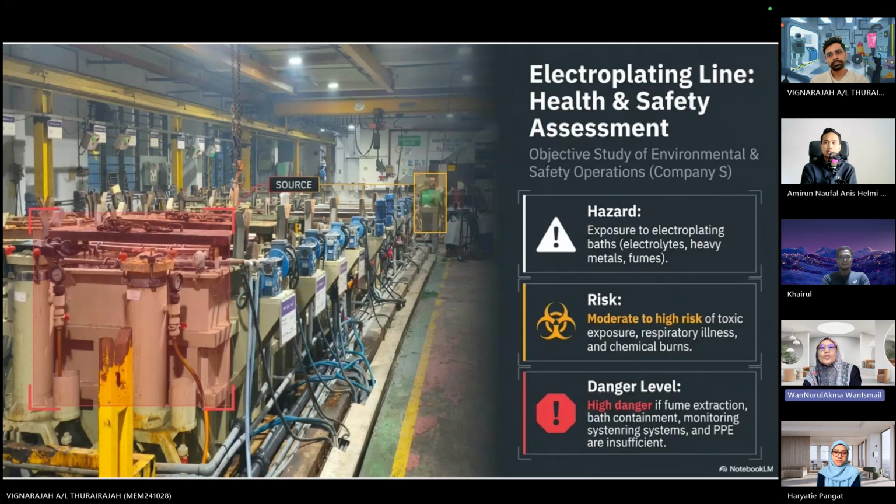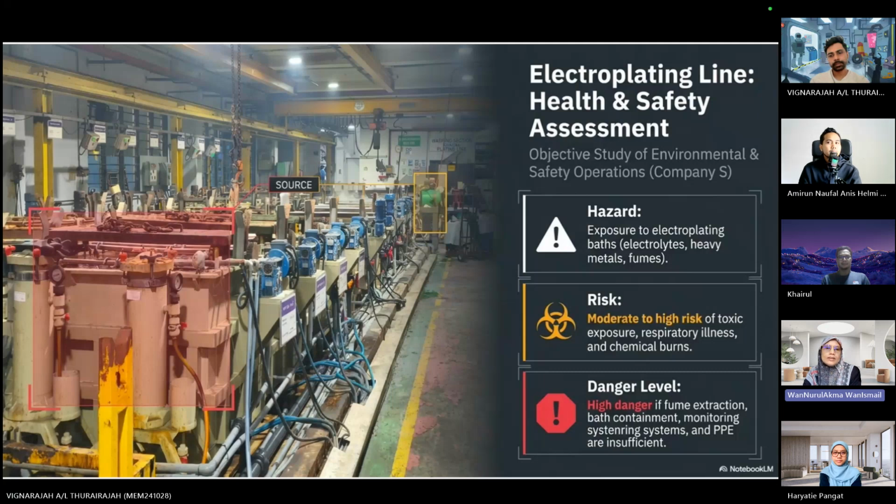And this is an electroplating line. We also observe people exposed to the electric bulb because there is no cover for the plating line, and the wiring is also improper. This will cause a major incident if people go to this line. The danger level here is very high, and without fume extraction it will cause a fatal risk for the people.